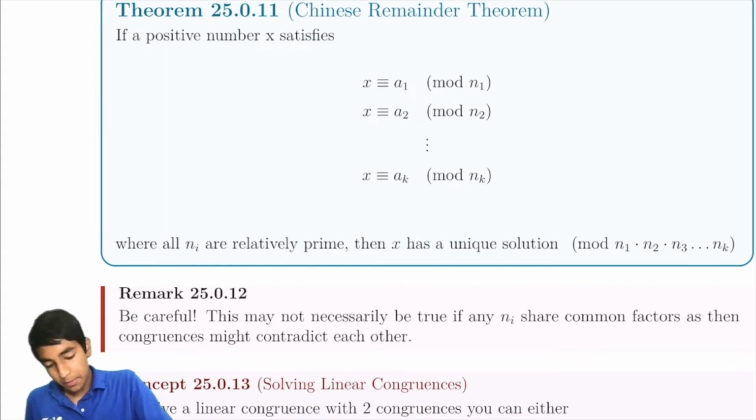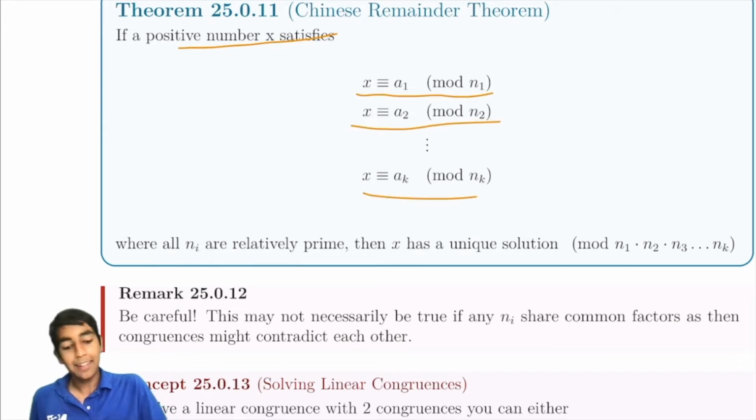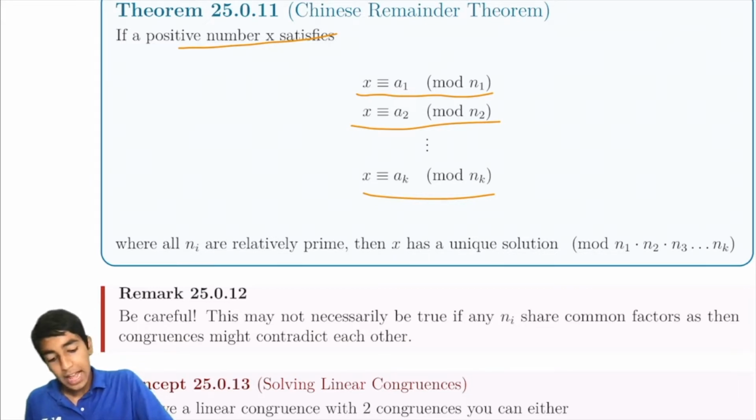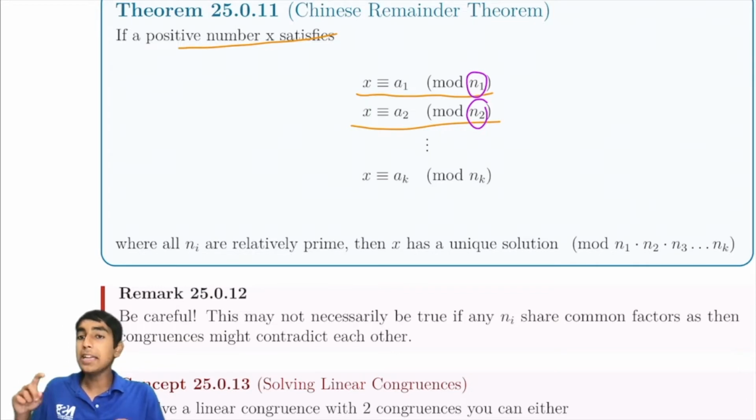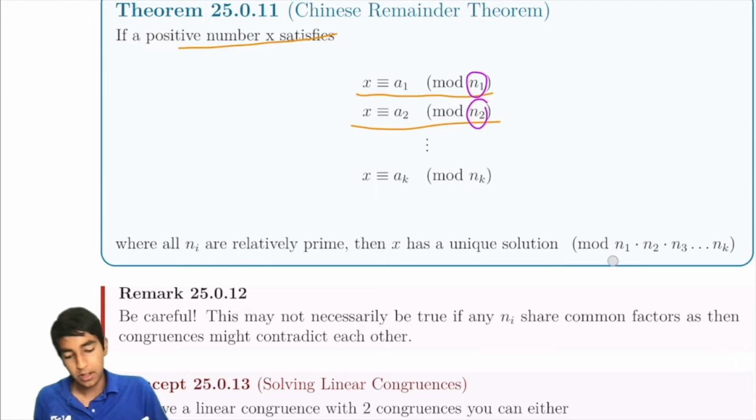If a positive number x satisfies these modular conditions, let's say x is equal to a1 mod n1, x is equal to a2 mod n2, and so on. Basically, what the Chinese remainder theorem is saying is that as long as all of these numbers are relatively prime to each other, then there's always going to be exactly one unique solution mod the product of all these numbers.